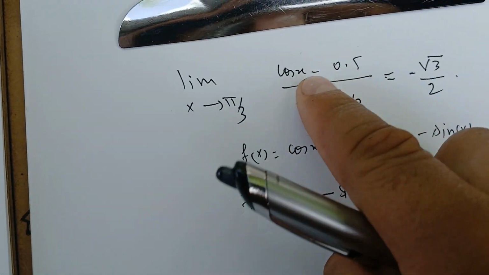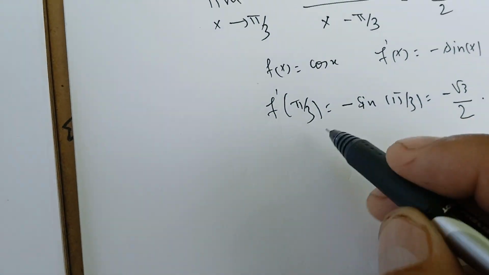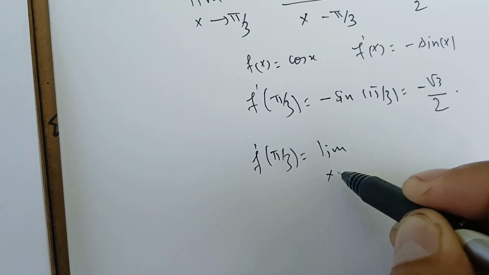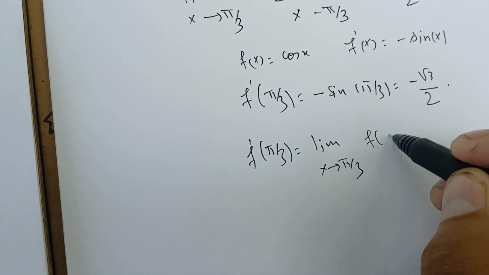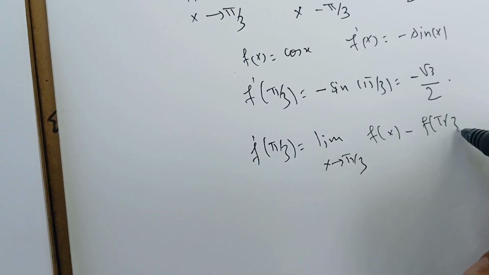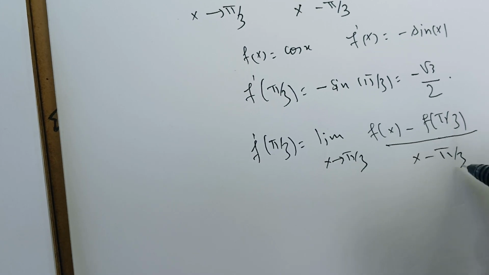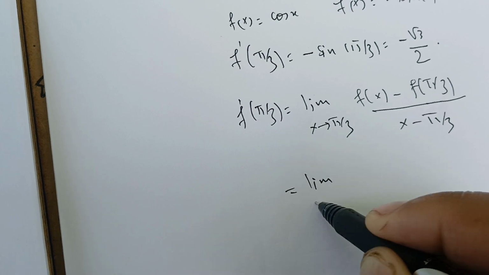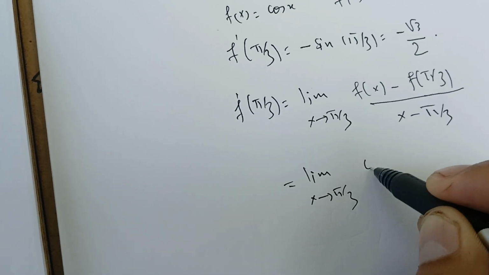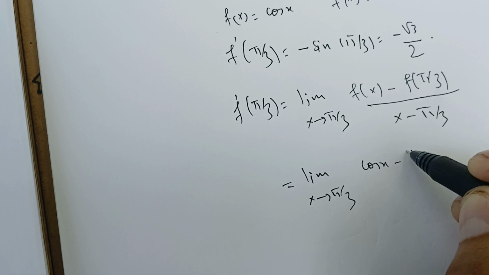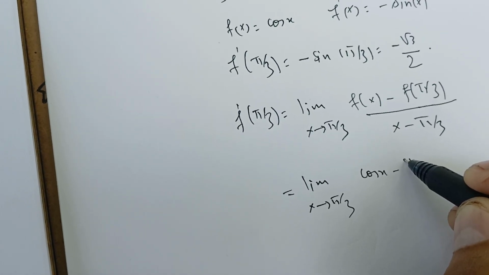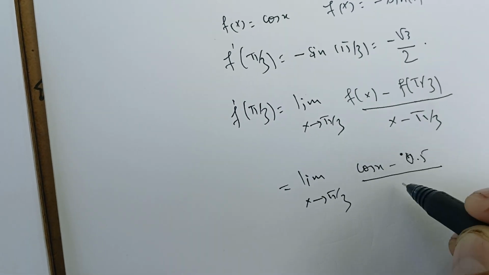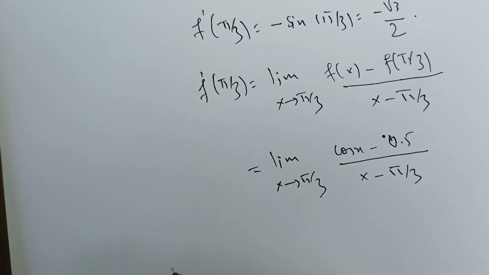This is the definition, so f prime of pi over 3 is the limit as x goes to pi over 3 of (f of x minus f of pi over 3) over (x minus pi over 3). Taking f of x as the cosine, we have the limit as x goes to pi over 3 of (cosine x minus cosine pi over 3, which is 0.5) over (x minus pi over 3).